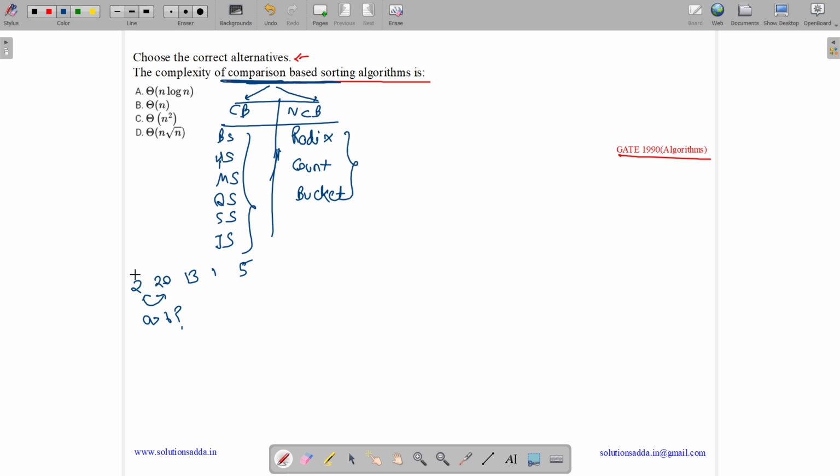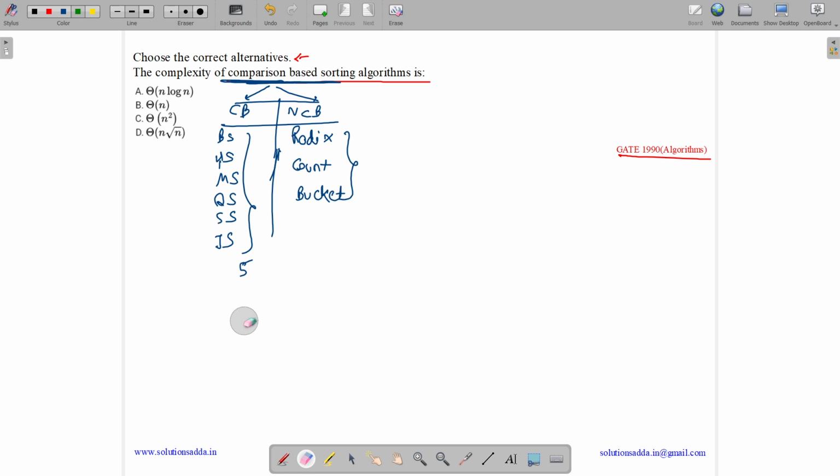Here, we are not directly comparing the entire number. We may be comparing a particular digit of a number, like the ones place or tens place, but not the entire number. So they come under non-comparison based sorting algorithms. So the question is asking, what is the complexity of comparison based sorting algorithms?